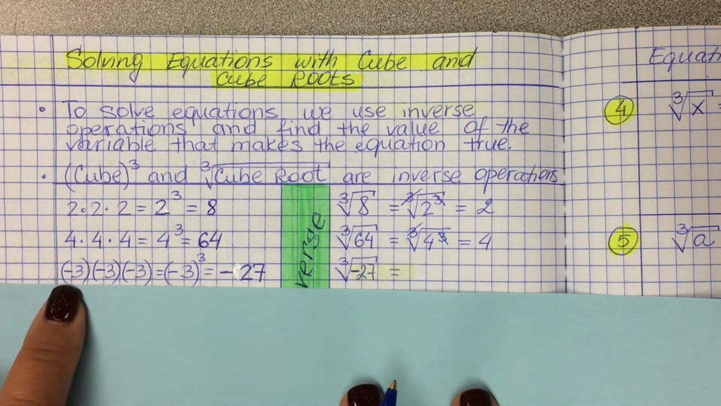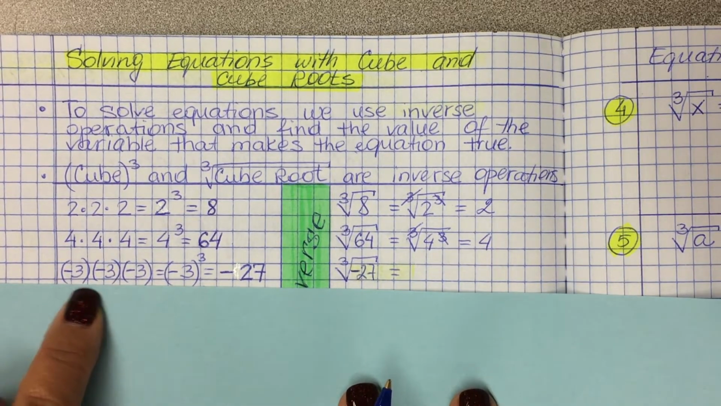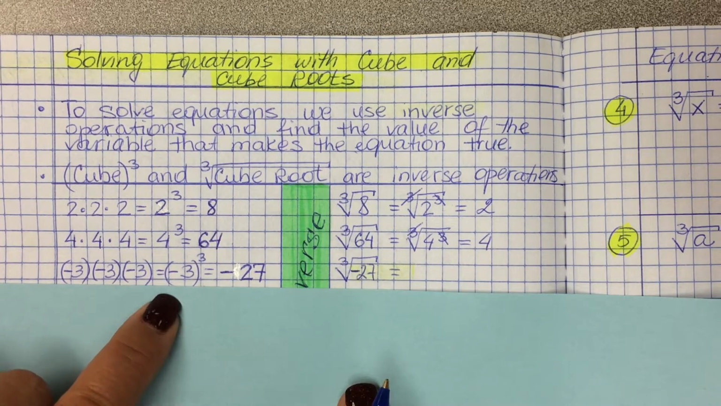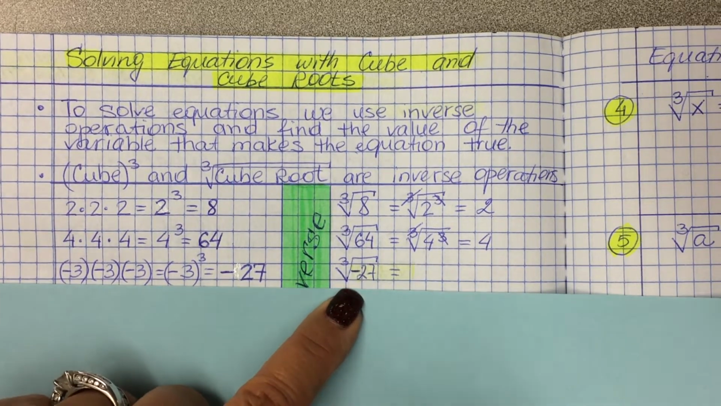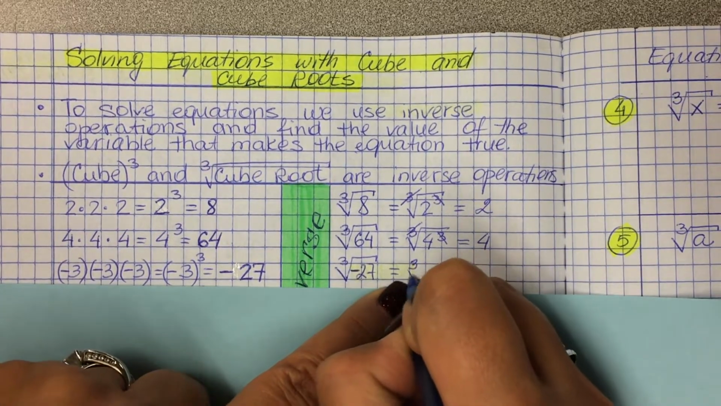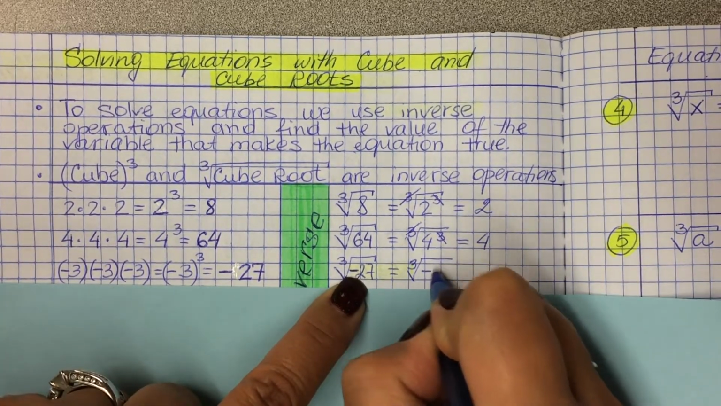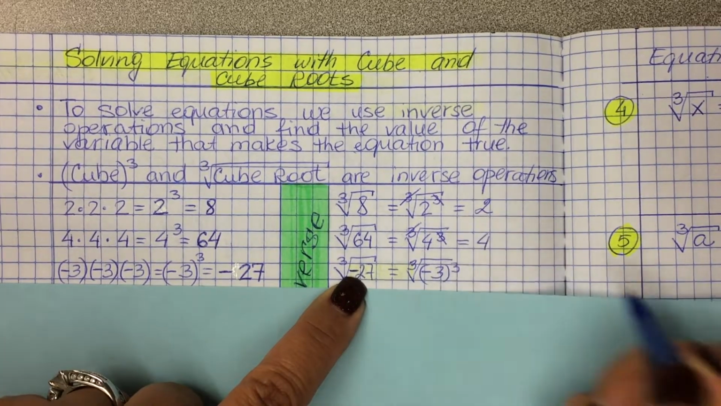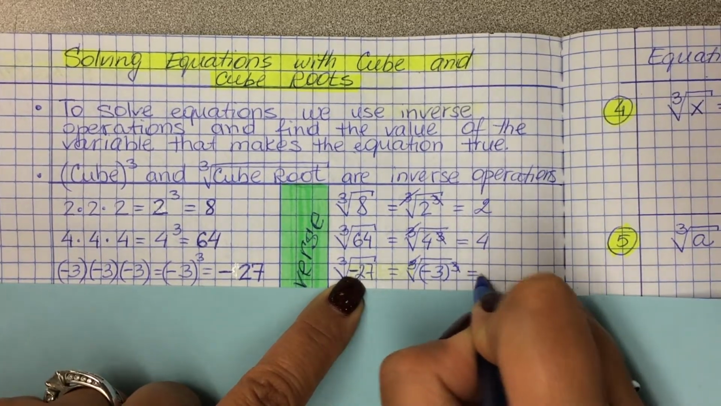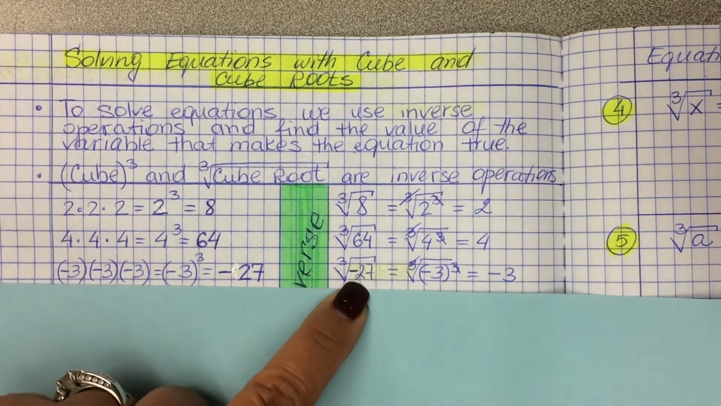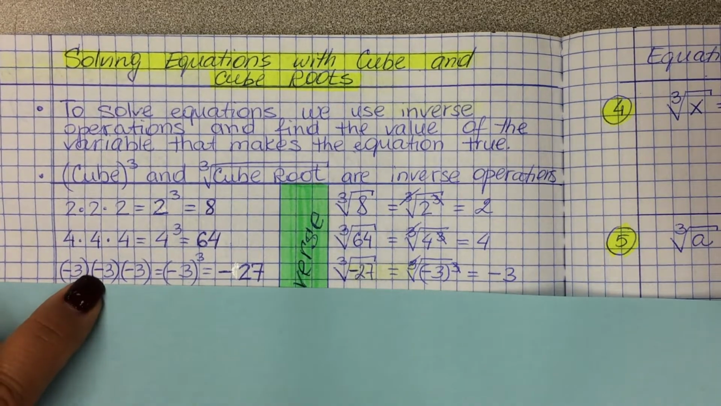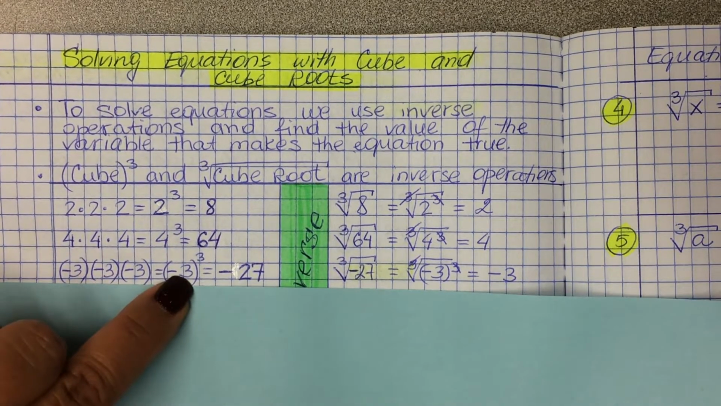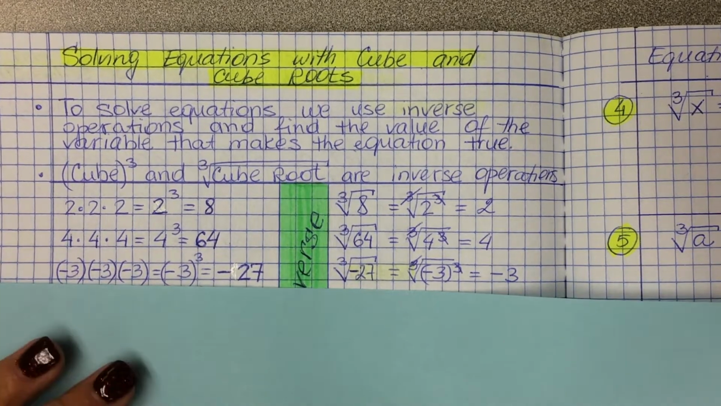Same goes for negatives. Negative 3 times negative 3 times negative 3 is the base multiplied by itself 3 times. So negative 3 to the third power is negative 3 cubed, which is negative 27. The inverse operation is the cube root of negative 27, where I can write the negative 27 as negative 3 to the third power and show that cube root and cube are inverse operations. So the value of the cube root of negative 27 is negative 3. Why? Because negative 3 times negative 3 times negative 3 is negative 3 cubed, which is negative 27.